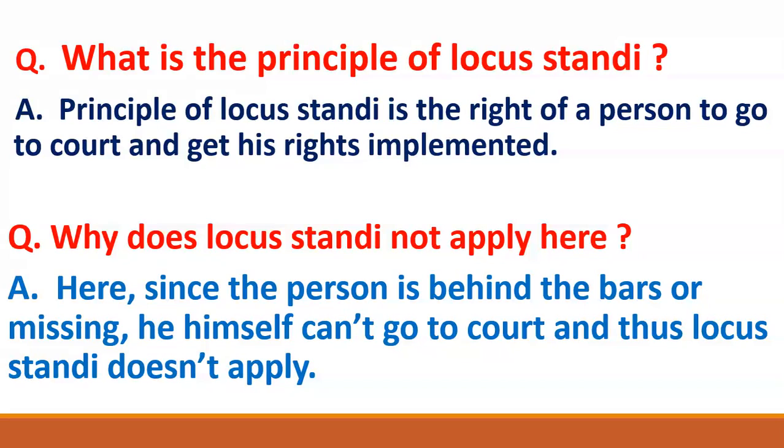For example, here we take the example of Pappu. So what happened in the first condition, that Pappu was illegally arrested by the police. So Pappu was under the control of police. Pappu was behind the bars, means Pappu was in jail. So definitely if a person is in jail, he cannot go to court, because he is under the control and detention of police. So if Pappu was not allowed to go to court, then who will go to court? Definitely his family members will go to court on his behalf.